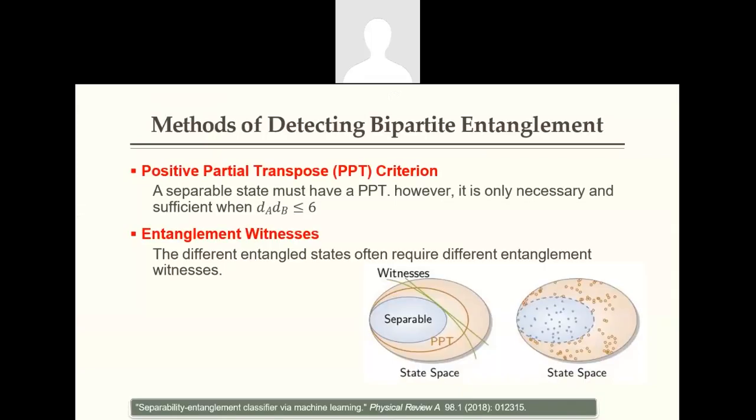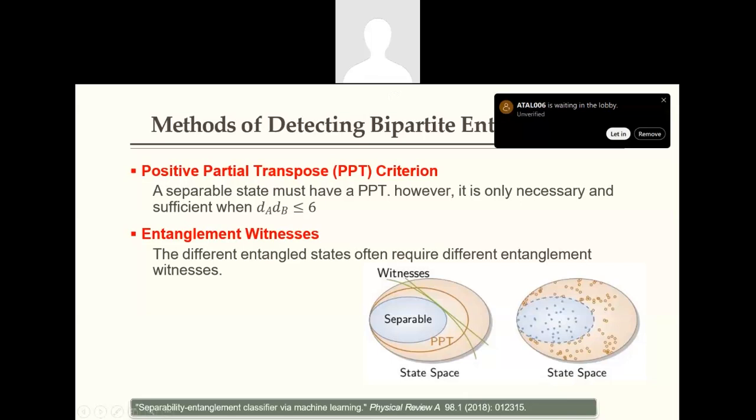State space means a quantum system containing all possible quantum states. It has two important regions: separable states and entangled states. Separable states form a convex bounded set where states have no entanglement. Entangled states lie outside the separable region, showing quantum entanglement.